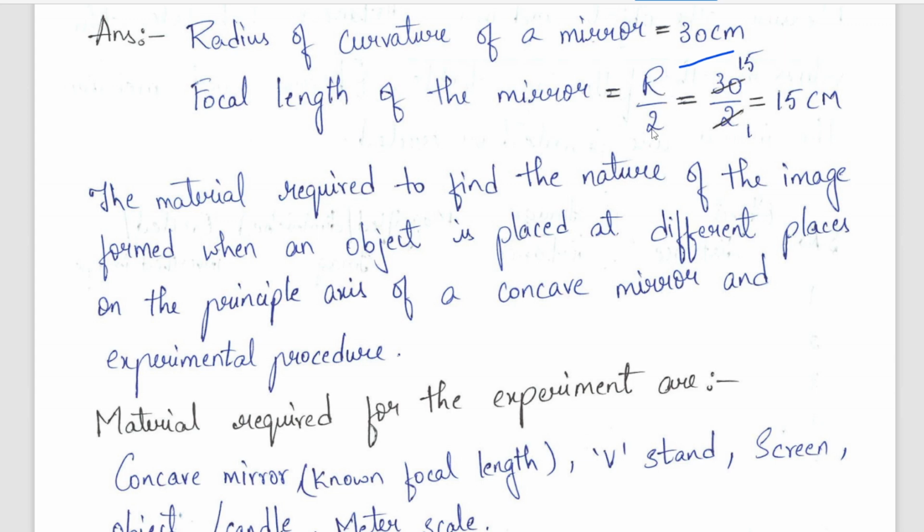So r by 2. He has provided us the value of r, right? So we are substituting the value of r in this equation. We are substituting here 30. So 30 by 2 equals 15 centimeters. So finally we are getting the focal length of the mirror as 15 centimeters. So this is the way we have to find the focal length.